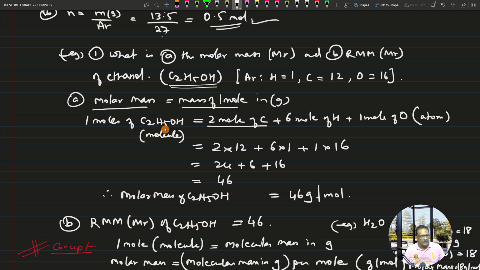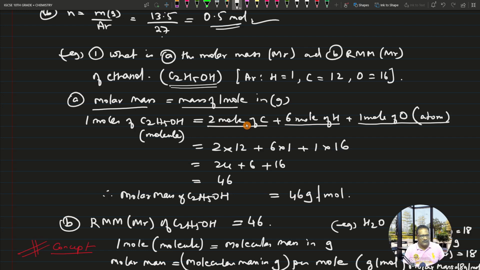And you have a total of 6 hydrogens over here. So 6 moles of hydrogen atoms and you have 1 oxygen atom, so 1 mole of oxygen atoms. So this molecule I have split into atoms, right? So 2 moles of carbon, 6 moles of hydrogen and 1 mole of oxygen. Now let us calculate the mass of the particles.